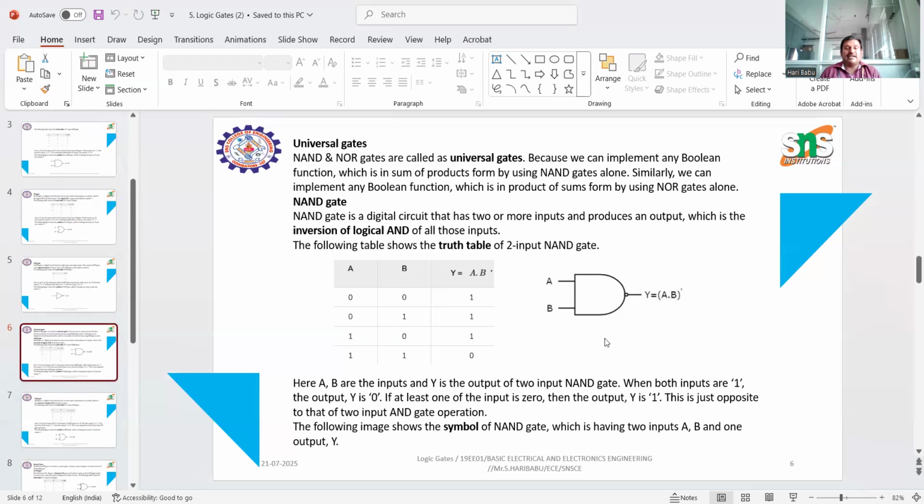Using only NAND gates or only NOR gates, we can get the output of an AND gate or whatever other gates. Let me see the NAND gate truth table and symbol, as represented here. The difference between the AND gate and NAND gate is that y equals a dot b for the AND gate, and y equals a dot b the whole bar, the complement, for the NAND gate. The NAND gate symbol is the AND gate symbol with an extra bubble at the output. So it is represented as a NAND gate.